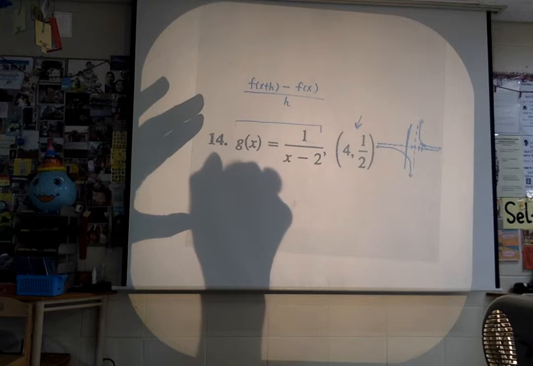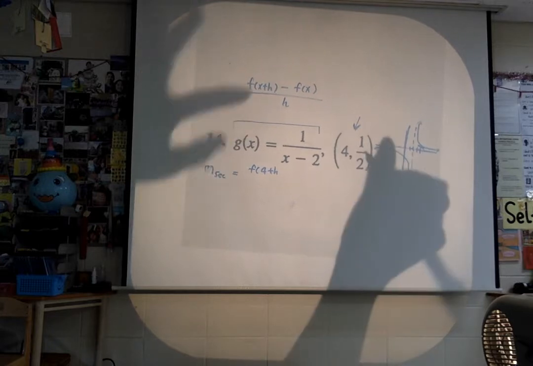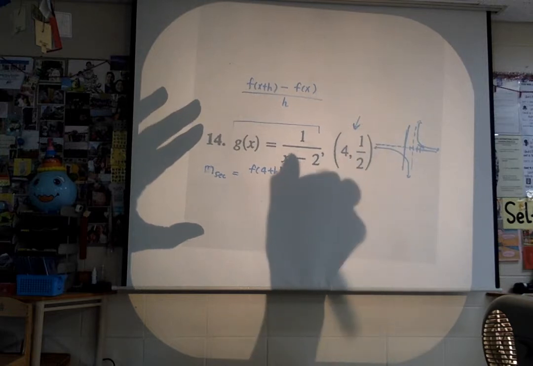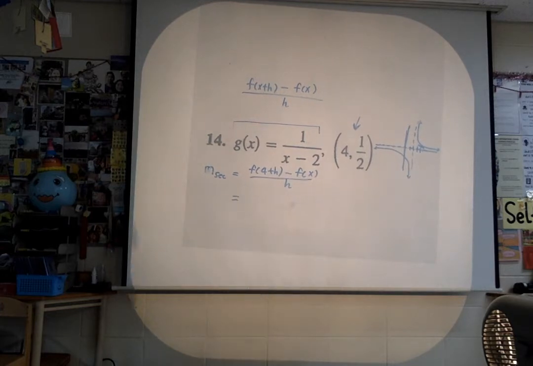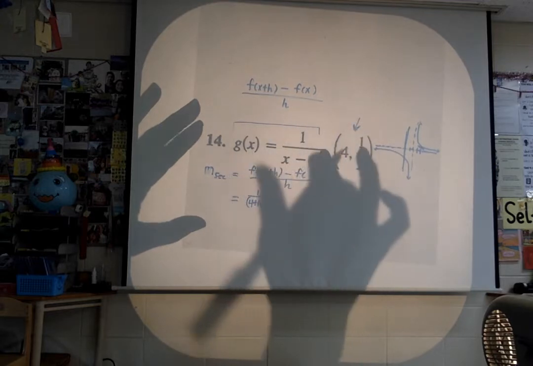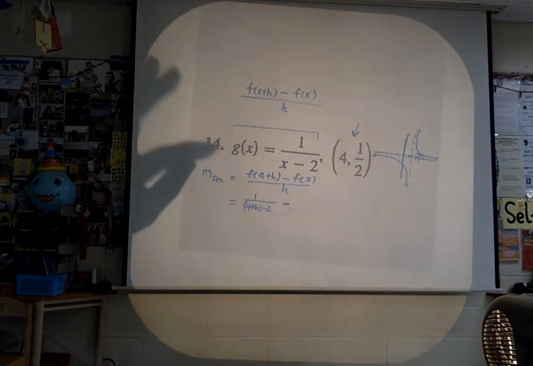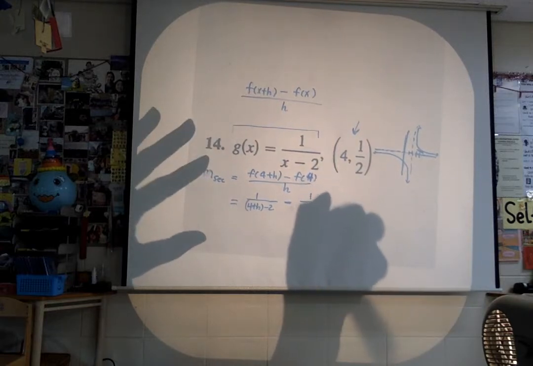So let's do the first setup, which is finding the slope of the secant, which is f of 4 plus h, because we're plugging in the x value that's given here, because we're looking for the slope at this particular point, minus f of 4, all over h. That's our setup. Now let's plug it into our actual function. It's going to be 1 over 4 plus h minus 2, when you plug in 4 plus h, minus f of 4, which is 1 over 4 minus 2.